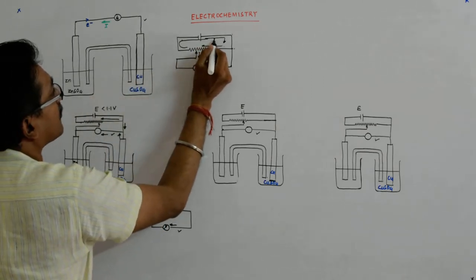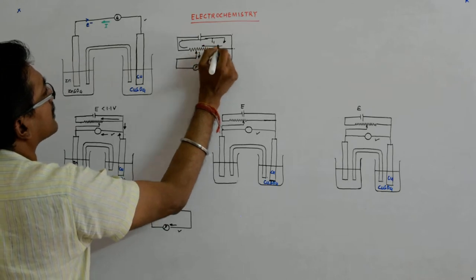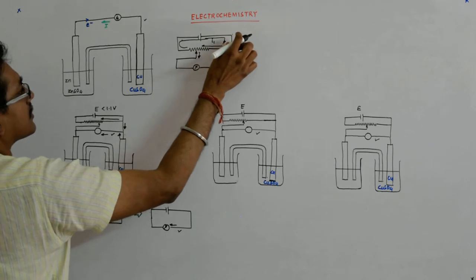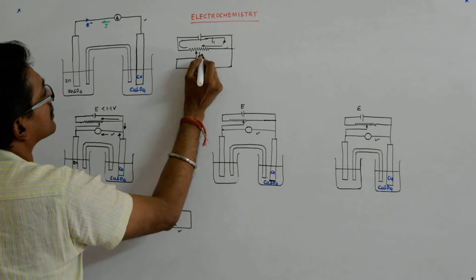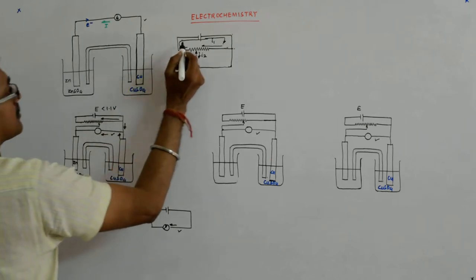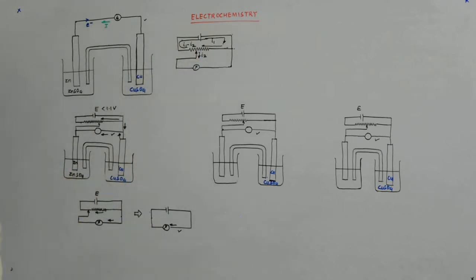So if out of I1, say an I2 current comes out, then what happens? I1 minus I2 will continue ahead.